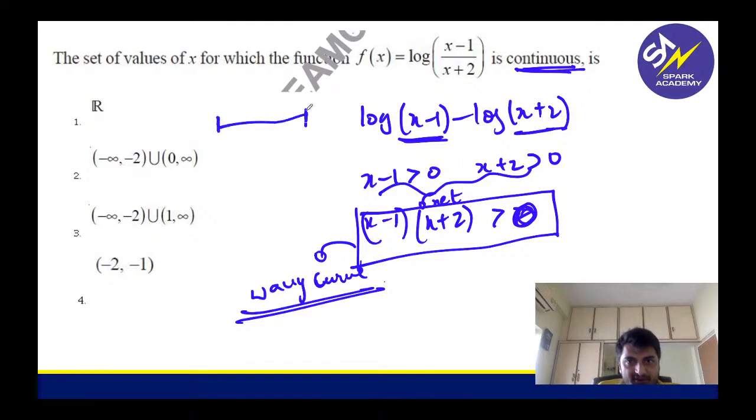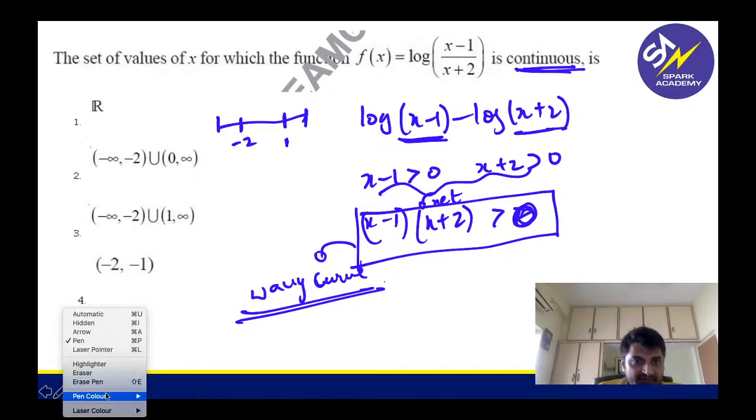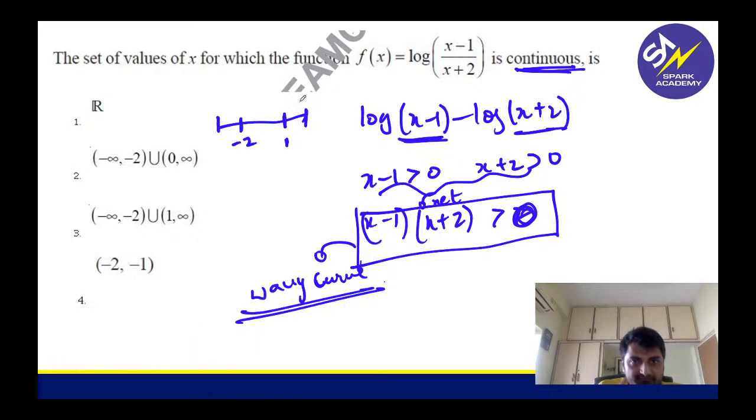First mark the points. What is it? -2. This is 1, right? Now tell me, any value greater than 1, what will happen? Any value greater than 1 is positive for sure. All the values between -2 and 1 are negative. And all the values which are less than -2 are positive, correct? So positive, negative, positive. This is basically -infinity. This is basically +infinity.